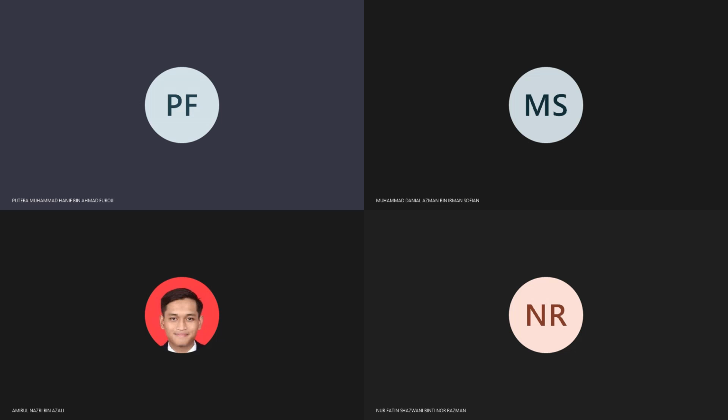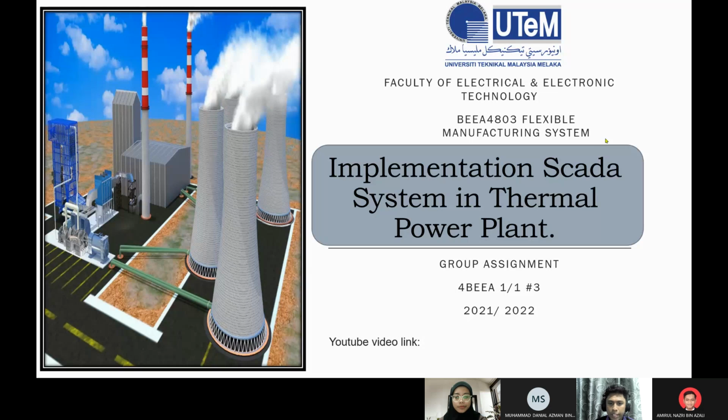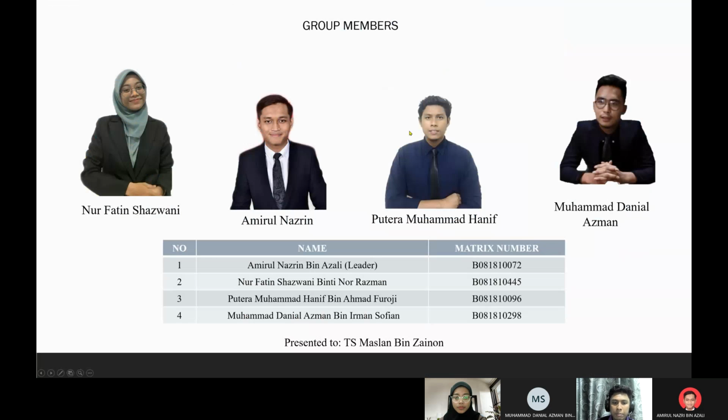We are from BEA S101 Group 3. This is our group presentation for the assignment. Our title is Implementation of SCADA System in Thermal Power Plant. Next. This is our group members.